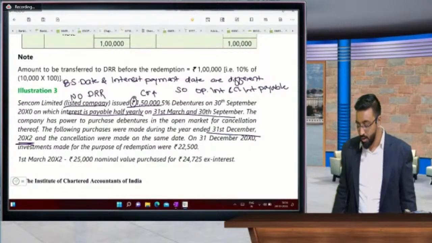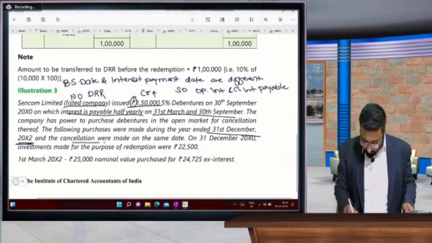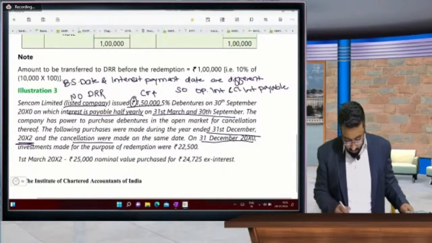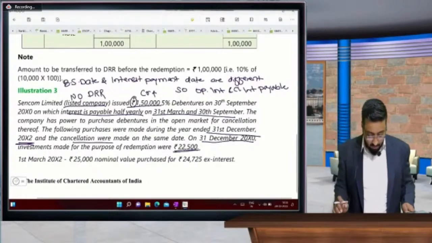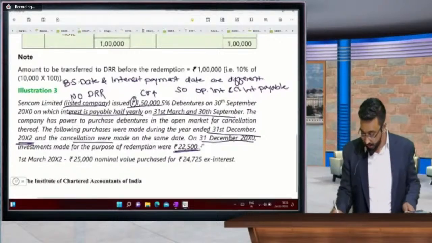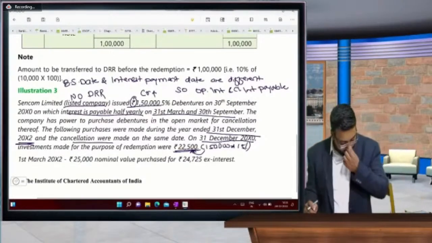Cancellation was made on the same date. Have you written this, balance sheet date and interest payment date? On 31st December 2000, investment made for the redemption was 22,500. So the DRR investment is given in the question. 1,50,000 into 15%, you can check this. So yes, sufficient investment is there.